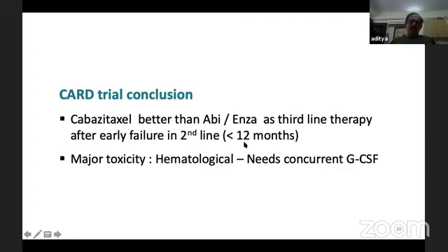Of course, there are some caveats of the toxicity of the drug, and the major toxicity with cabazitaxel was hematological toxicity. About 35% to 38% had hematological toxicity in the cabazitaxel arm. And therefore, you have to give them concurrent GCSF in these patients to avoid febrile neutropenia and other complications.